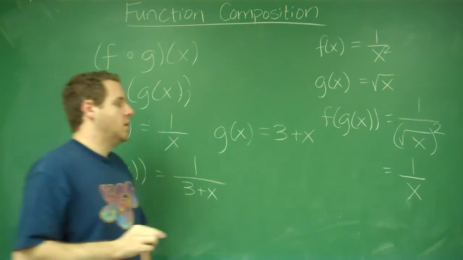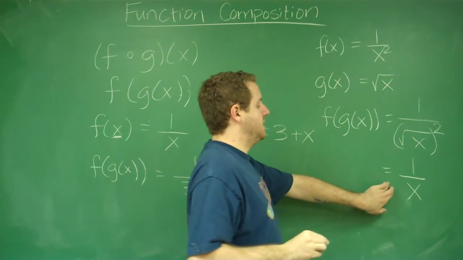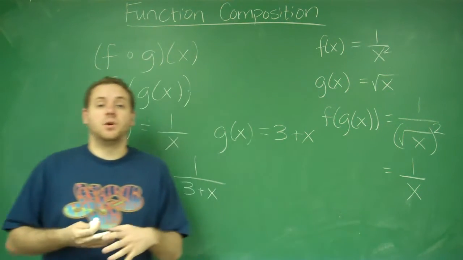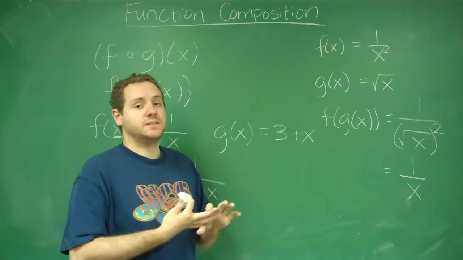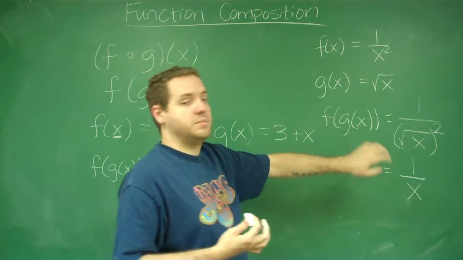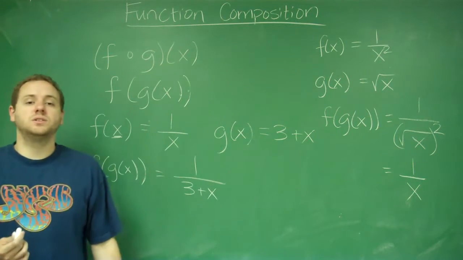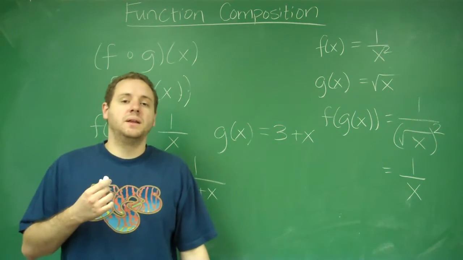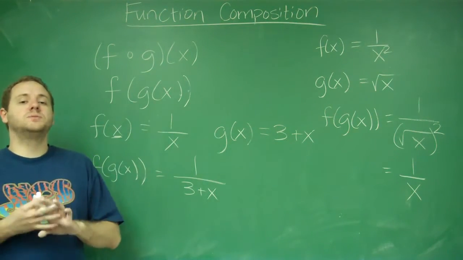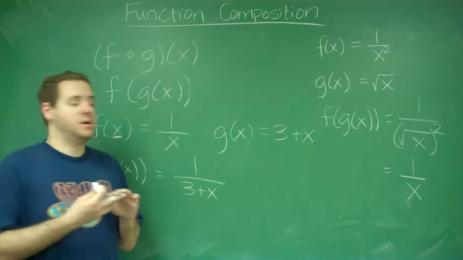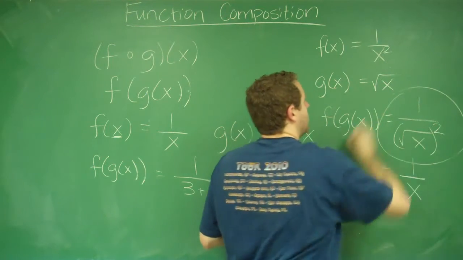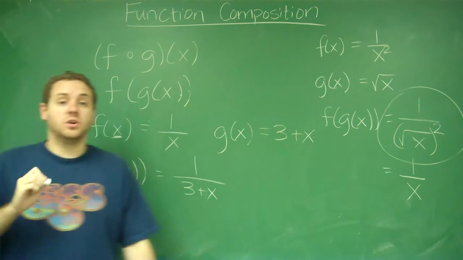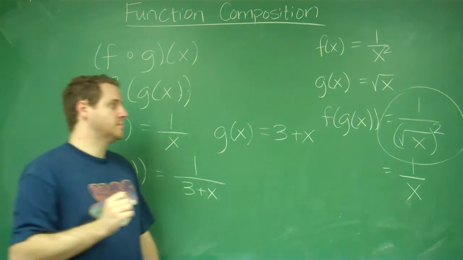Here's the problem. The domain of 1 over x is all numbers except 0, all real numbers except 0. That is actually an incorrect answer for the domain of this composition. Whenever you do a function composition and you're asked for the domain, you have to do it before you simplify and after you plug in. So we need to look at this step right here to look for our domain.